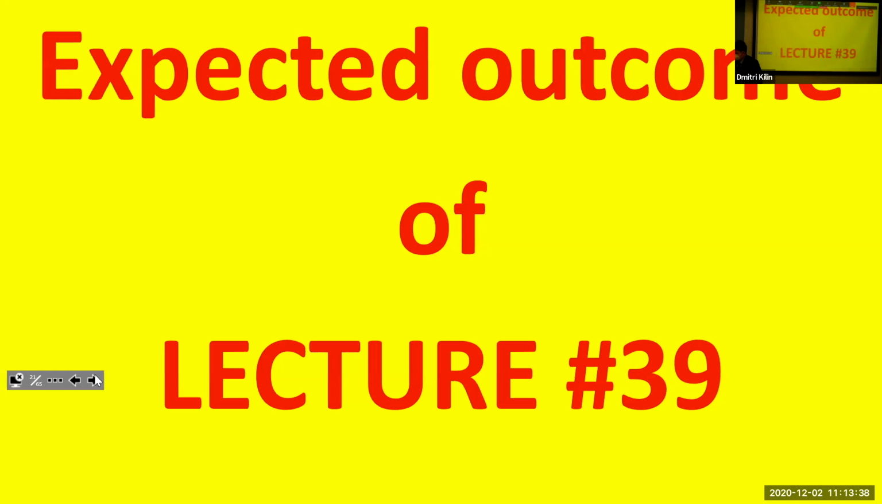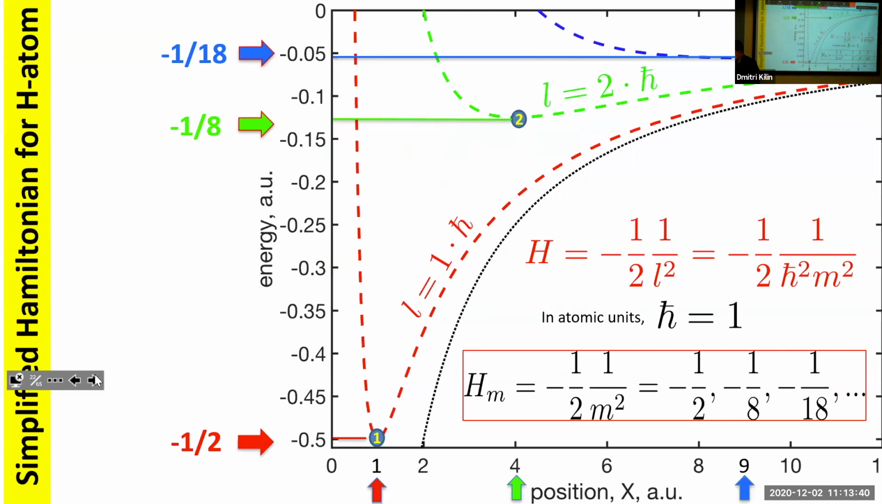Whew. So, what do we expect to get today? Okay. Move this stripe somewhere. We will look at the negative electron revolving around positive nuclei.